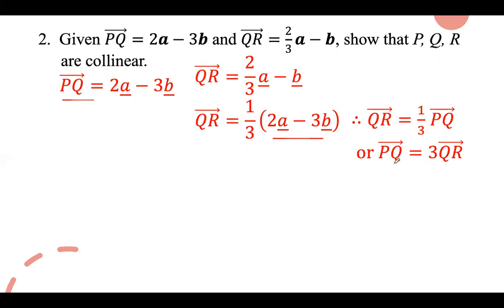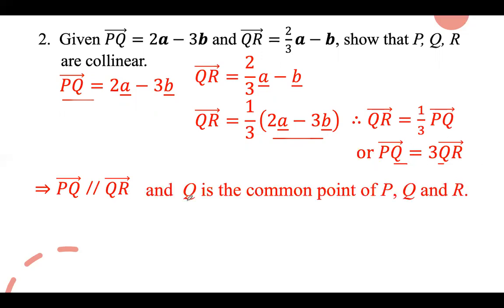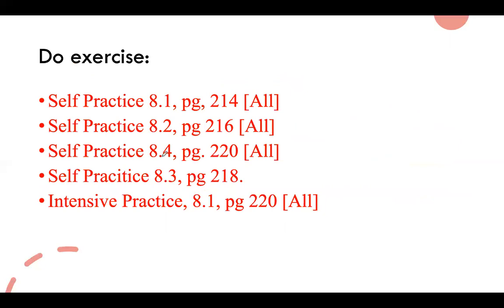Okay, and then Q is the common point. So PQ and QR are parallel from this relation. Then Q is a common point of PQR. Therefore, hence P, Q and R are collinear. This is how you prove P, Q and R are collinear. These are the steps. So do this exercise.